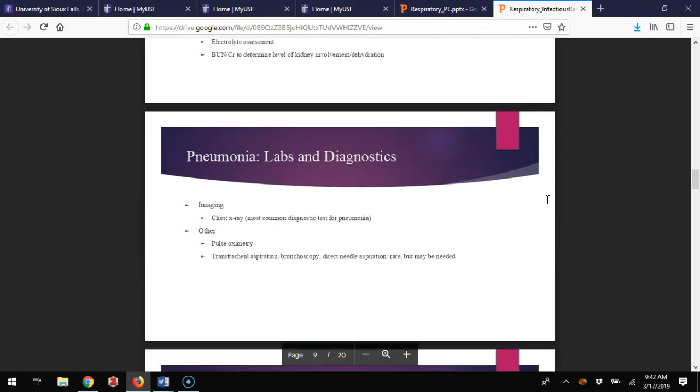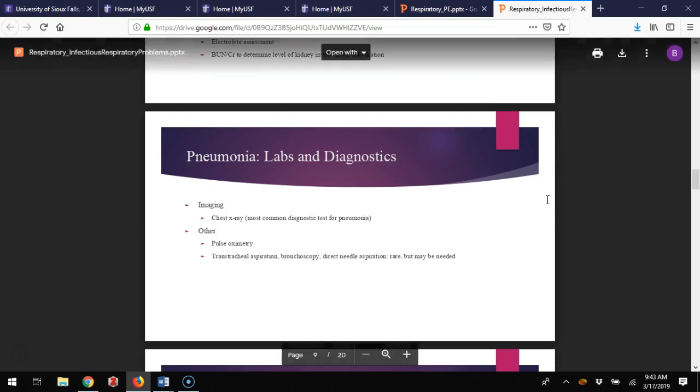Other diagnostics would be imaging. So chest x-ray is probably the most common and it's probably one of the best for finding pneumonias. You can get more invasive by doing CTs and different MRIs if you really needed to, but oftentimes those types of images are not needed to diagnose a simple pneumonia.